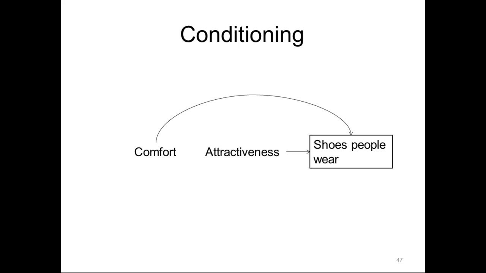right? So if we say, okay, this is our DAG, we have comfort and attractiveness, but we're really only looking at shoes people wear, right? Because manufacturers don't make shoes, or at least don't make many shoes, that people just don't wear. So we have conditioned on this factor that's downstream. It's a really good article if you want to read it. They have a couple other examples.